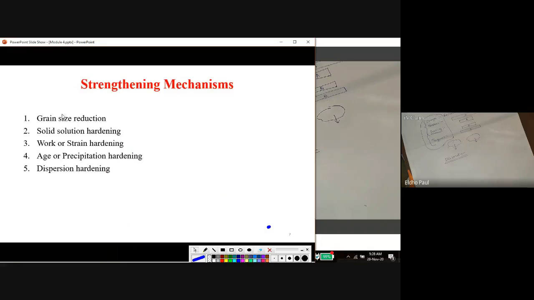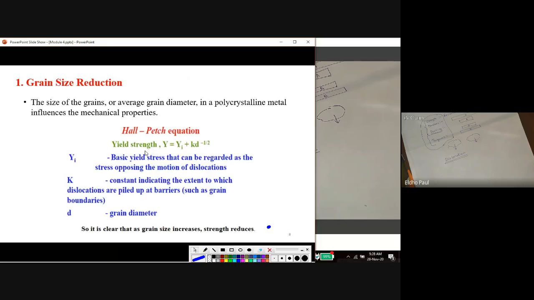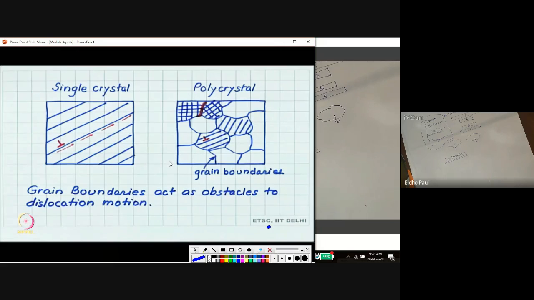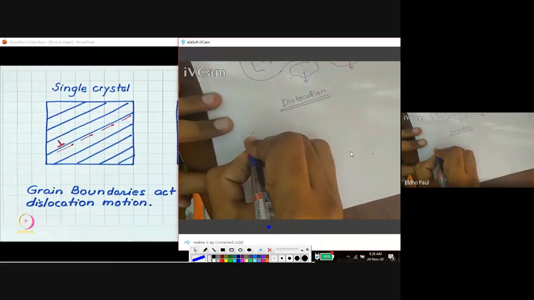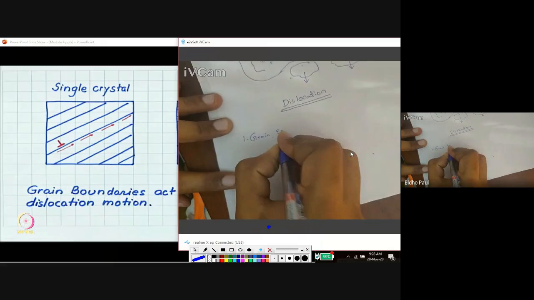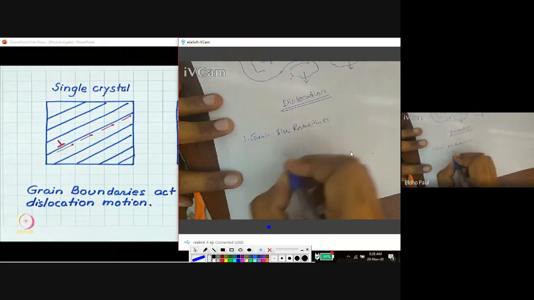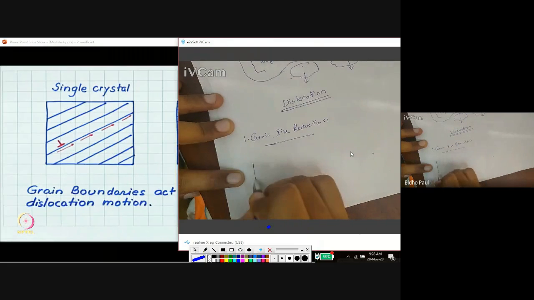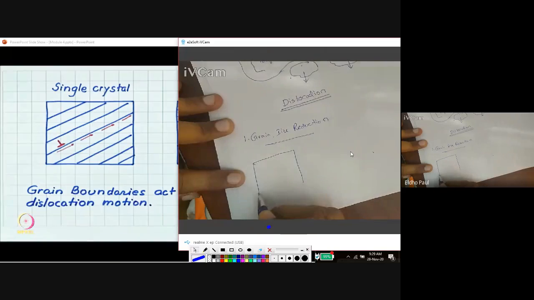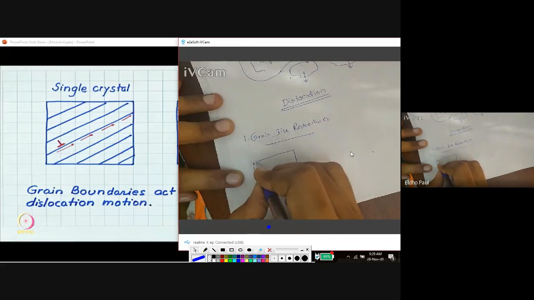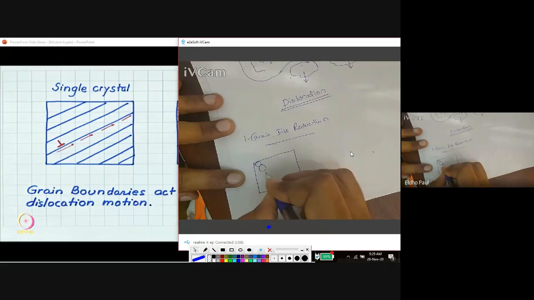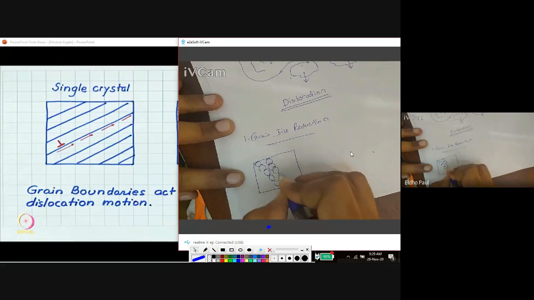First one is grain size reduction. For example, consider a single crystalline material. So, what about the arrangement of atoms? For example, this is the arrangement of atoms in the single crystalline material.